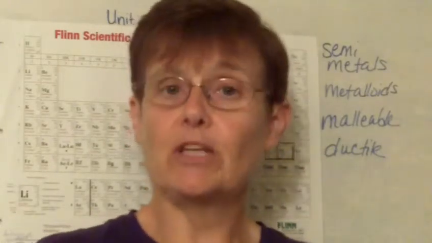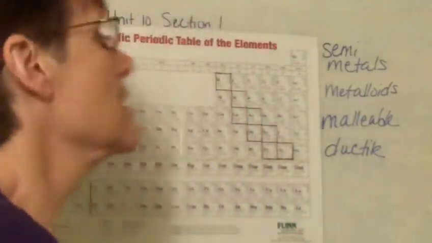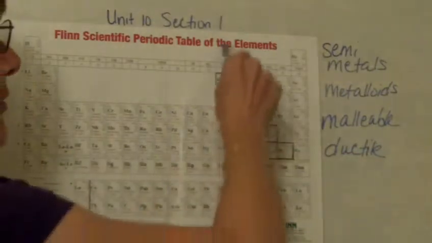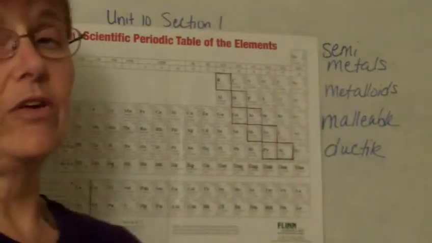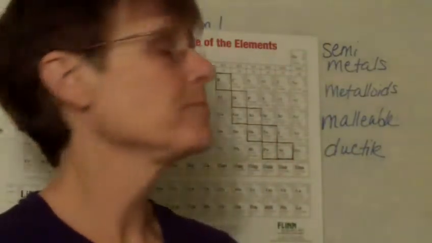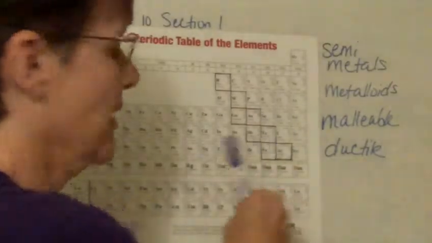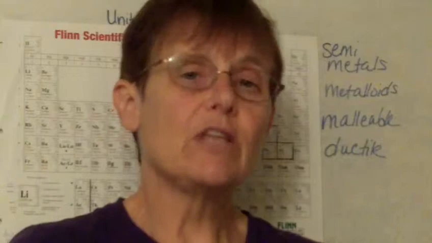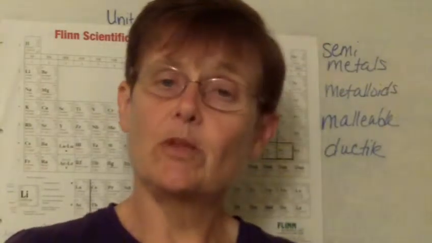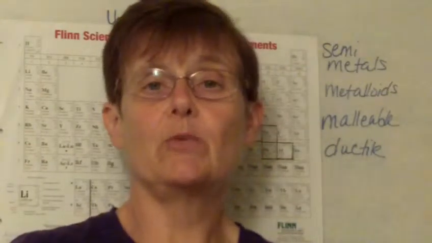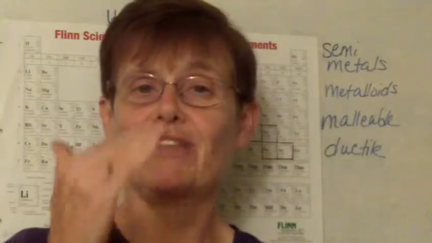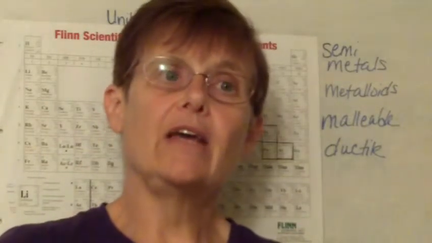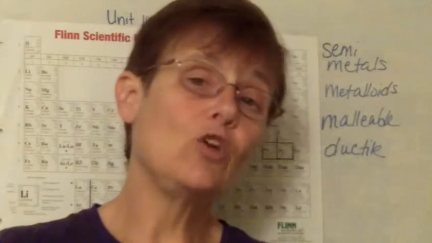Some of these families have names. Now, a family is a vertical column. So we have lots of vertical columns here, and those are families or groups. Going across like this, those are called periods. Now, some of the families have special names and some of them don't. Some of them, for example, might just be called the carbon family if carbon's at the top of the row, or the oxygen family. But others have special names like the noble gases.